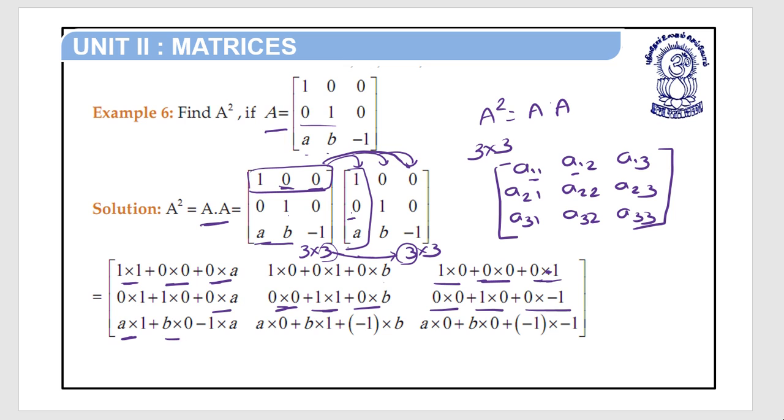a into 1 plus b into 0 minus 1 into a. a into 0 plus b into 1 plus minus 1 into b. Now a33 means third row, third column: a into 0 plus b into 0 minus 1 into minus 1.